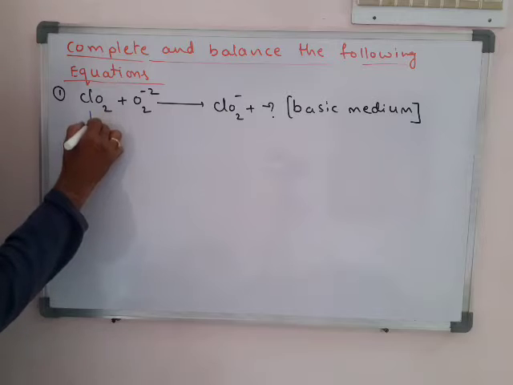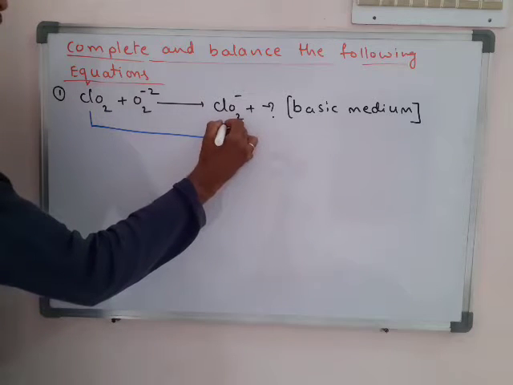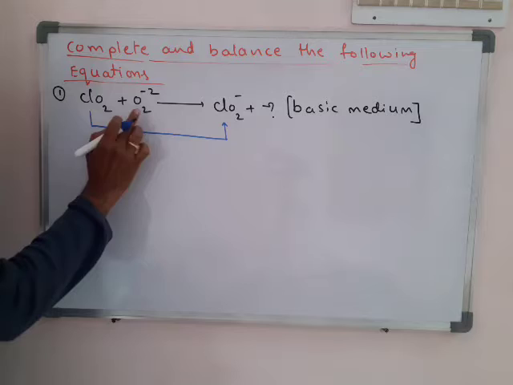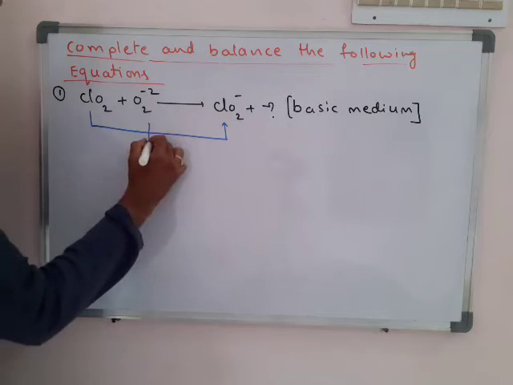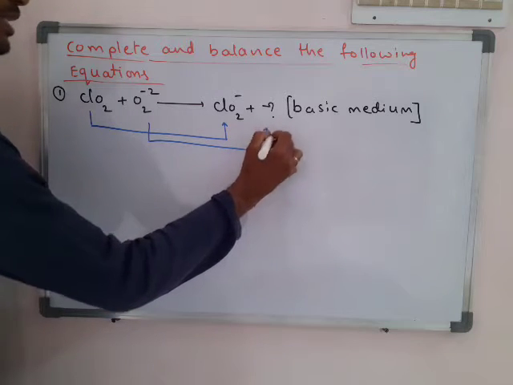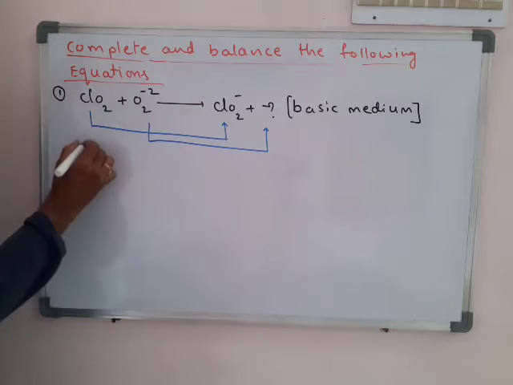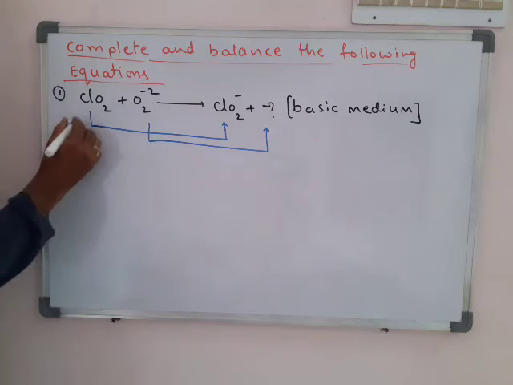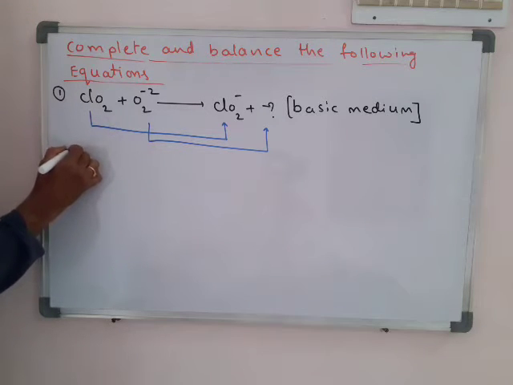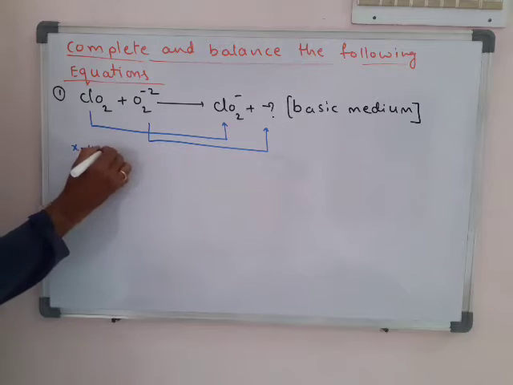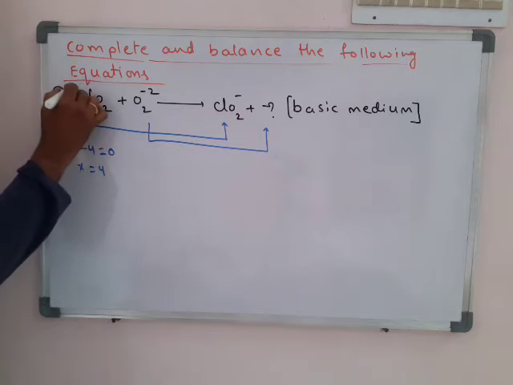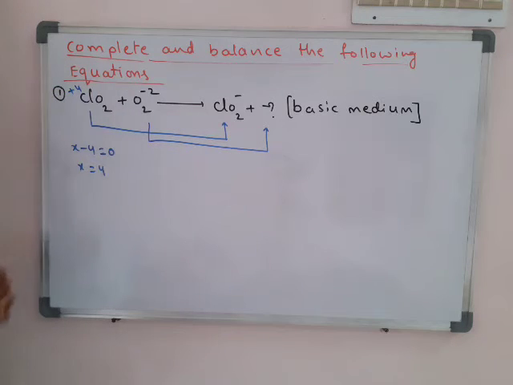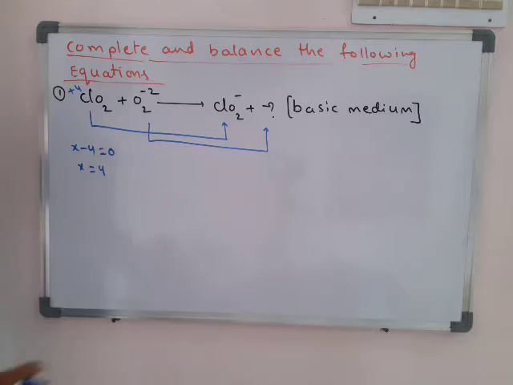So here what is the change of ClO2 becomes ClO2 minus. Actually we don't know what is the change of O2 2- to what. So we don't know this change, but we know this change. ClO2 minus, what is the oxidation number of chlorine here? X minus 4 equal to 0, that's X equal 4. Means Cl is in plus 4 position. Okay, in the ClO2 chlorine is in plus 4 oxidation number.